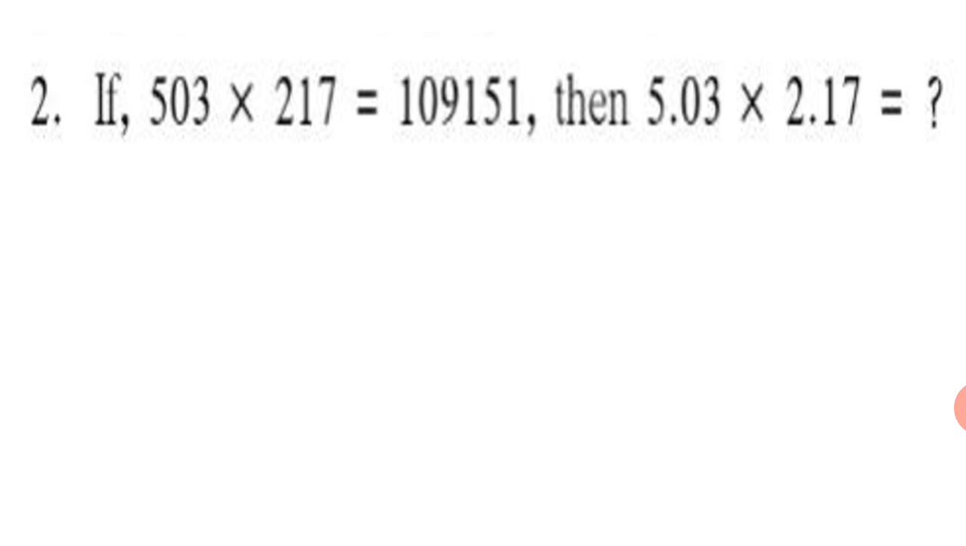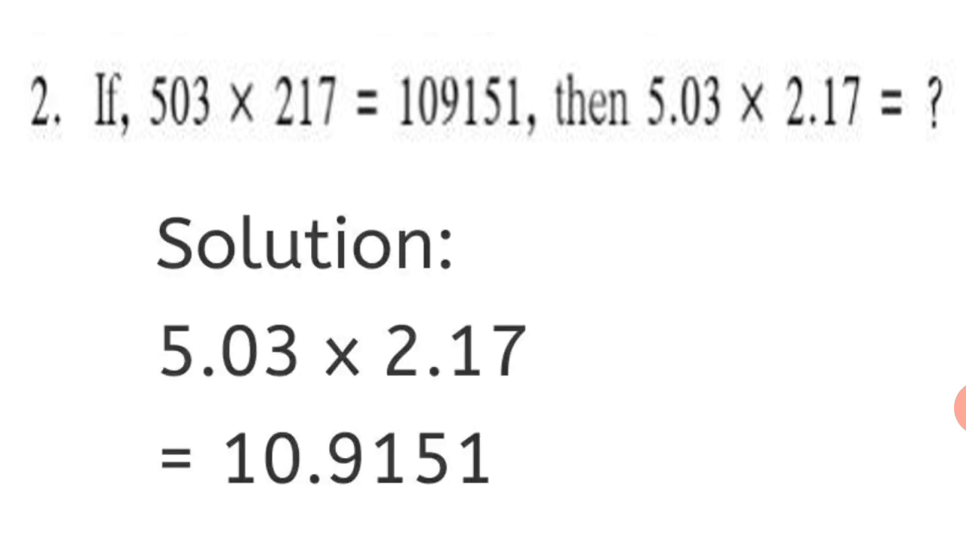So see the answer here, 109151. Where will you place your decimal point? Yes, counting 4 digits from the right, that is before 9. So your answer will be 10.9151. Let's have a look at the solution. 5.03 into 2.17 is equal to, after decimal point 4 places. So in the answer also after decimal point there should be 4 places. So 10.9151 is your final answer.